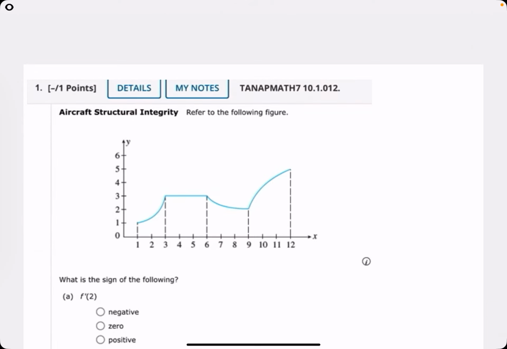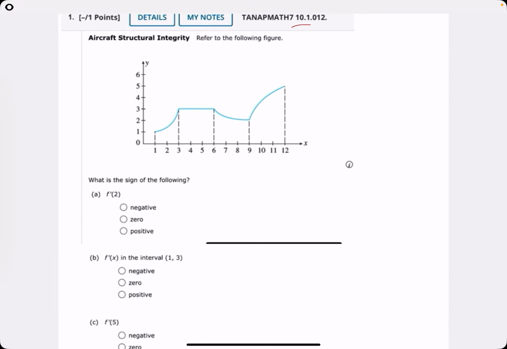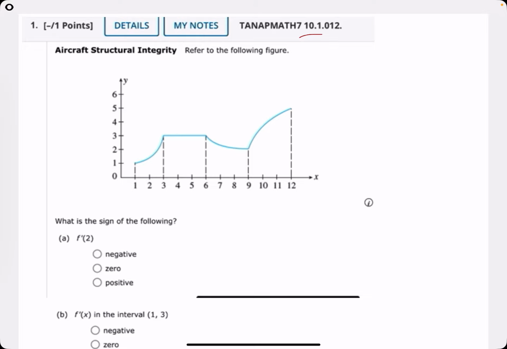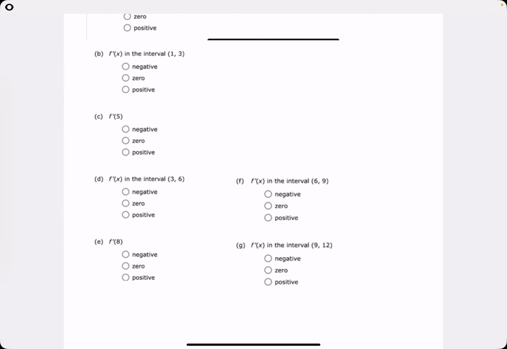Okie dokie, we're gonna get started on WebAssign 10.1 for 1524. Let's get into it. Number one, they give us this graph of some function, I guess. They say, what's the sign of the following? So they're asking about f prime, f prime, f prime, f prime, f prime.